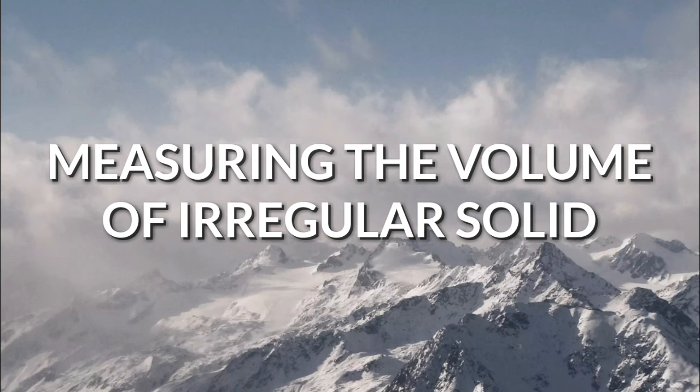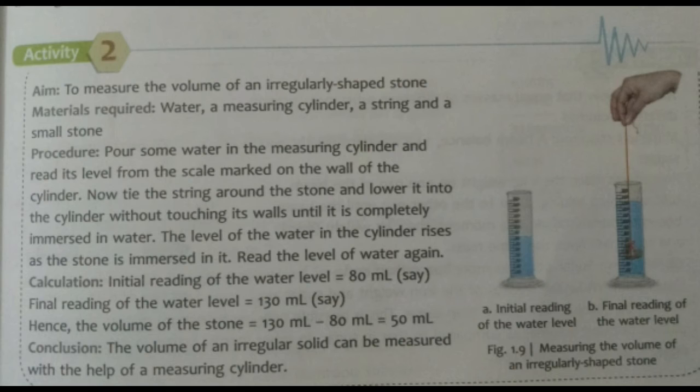To measure the volume of an irregular solid, we have to perform an activity which is given in our book, activity 2. For this we need water, a measuring cylinder, a string and a small stone. Now what we have to do is pour the water into the measuring cylinder and read its level carefully, which is scaled on the wall of the cylinder. Now we tie the stone with a string and lower it into the cylinder without touching its wall until it is completely immersed in water.